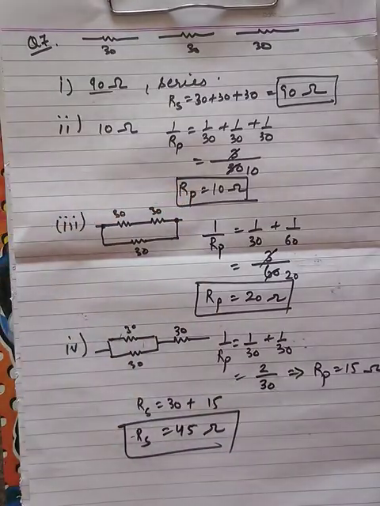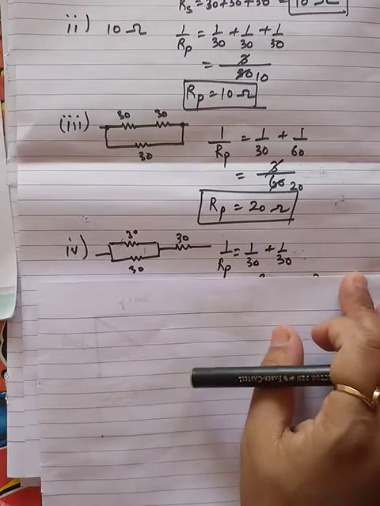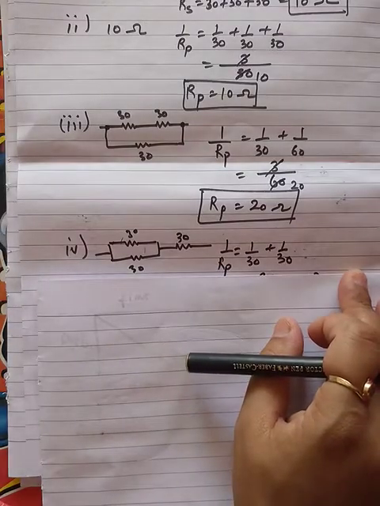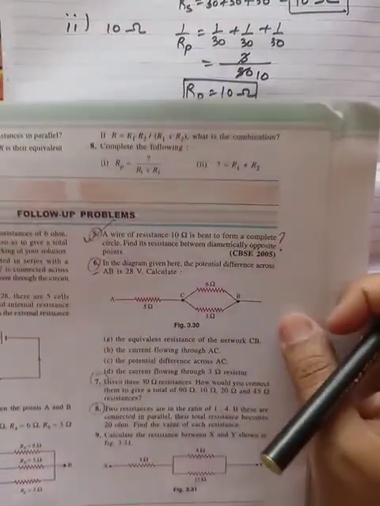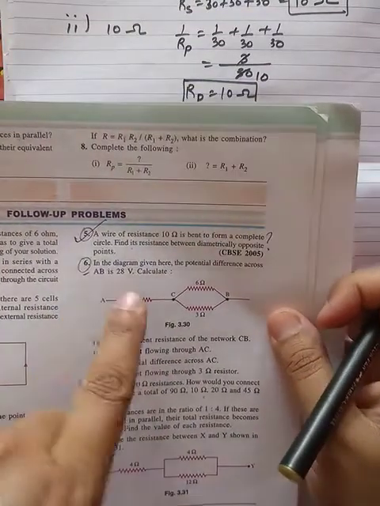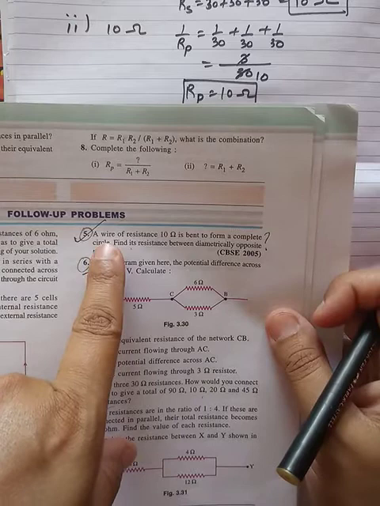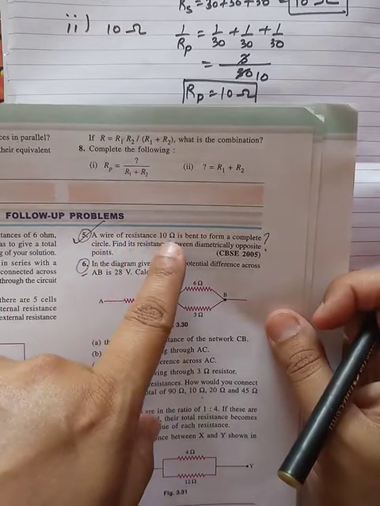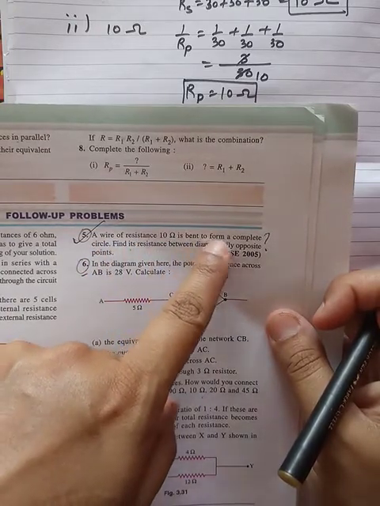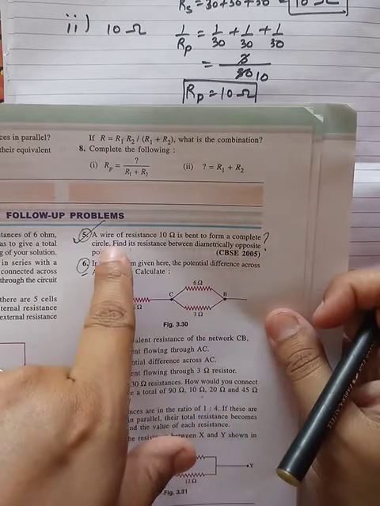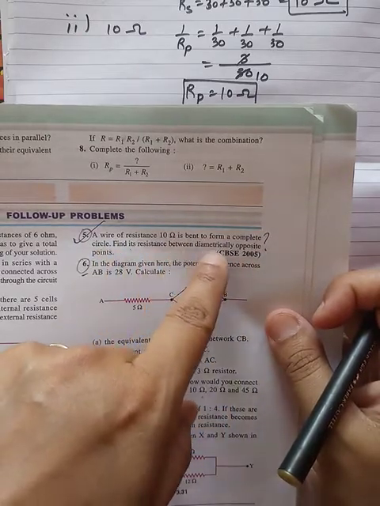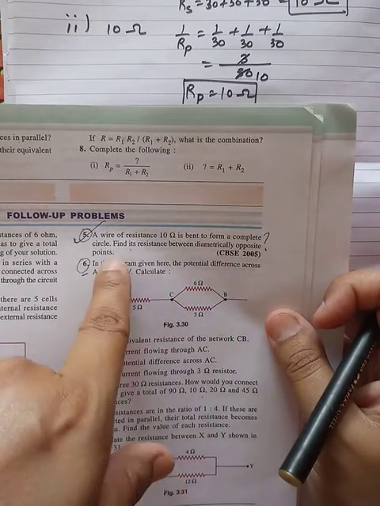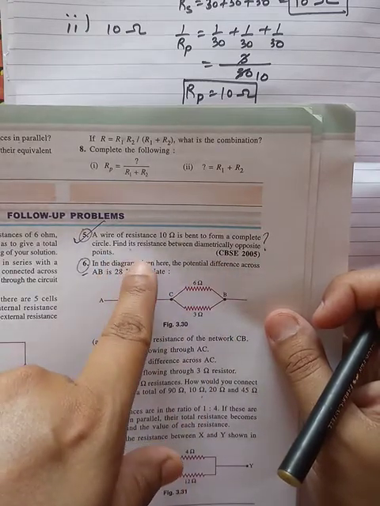Now another type of question based on series and parallel can be like this, which is given. This is a different question. Let's understand this also. Question number 5 in your worksheet. A wire of resistance 10 ohm is bent to form a complete circle. Find its resistance between diametrically opposite points.